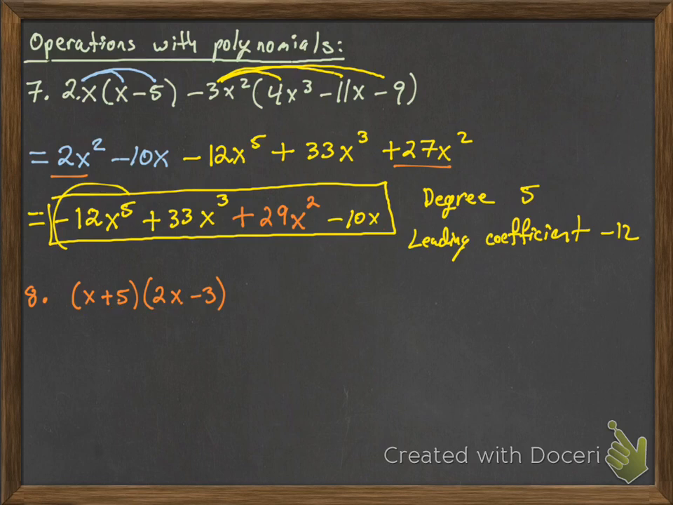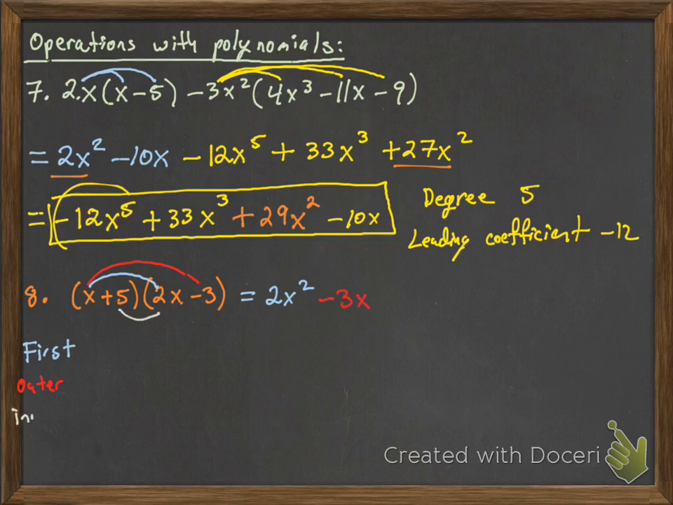And so how we multiply it, you may have heard of something called FOIL. It's basically just the distributive property. So x times 2x, that's going to be the first times the first. That'll be 2x squared. Then we're going to do the outer, x times minus 3, and that'll give us minus 3x.